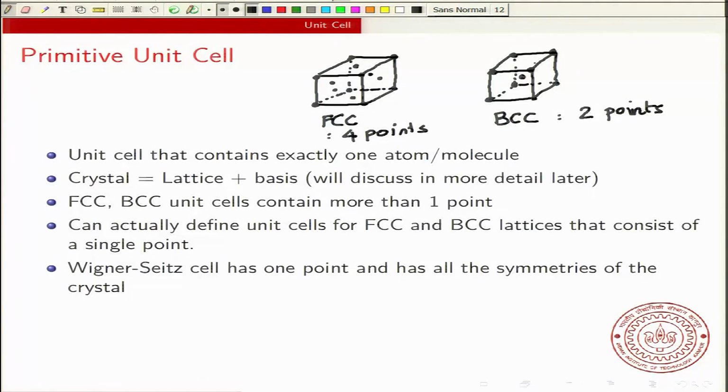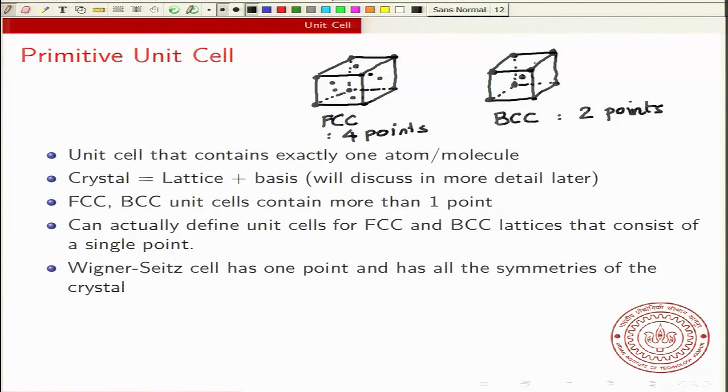So, does that mean that if you have an FCC or a BCC, you cannot have a primitive cell? And the answer is no. It is possible to define primitive unit cells that contain exactly 1 point in FCC and BCC.